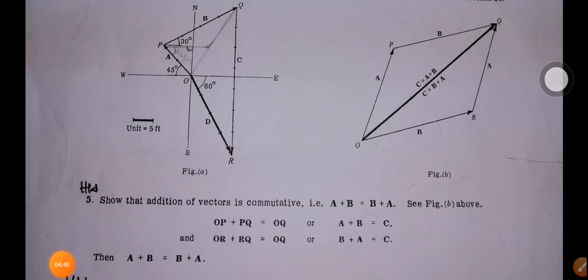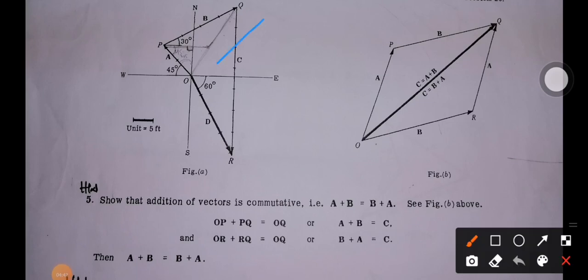Now we are going to discuss question number 5. Show that addition of vectors is commutative. Commutative means A plus B will be equal to B plus A.